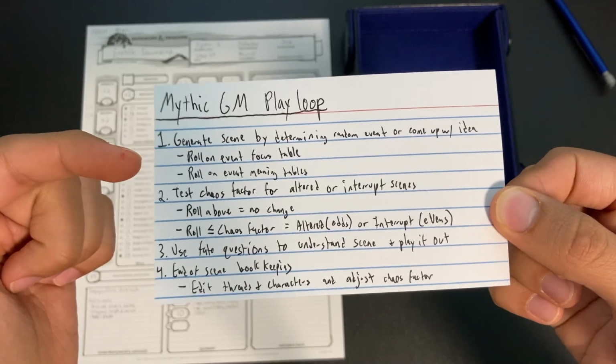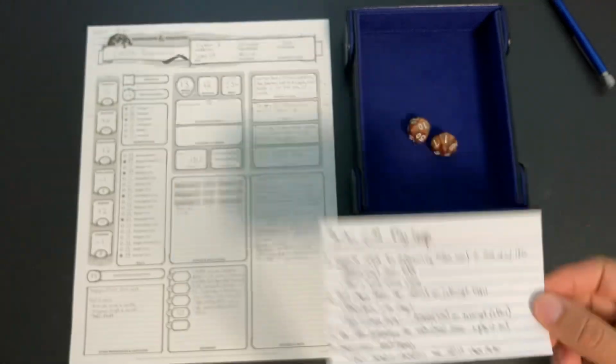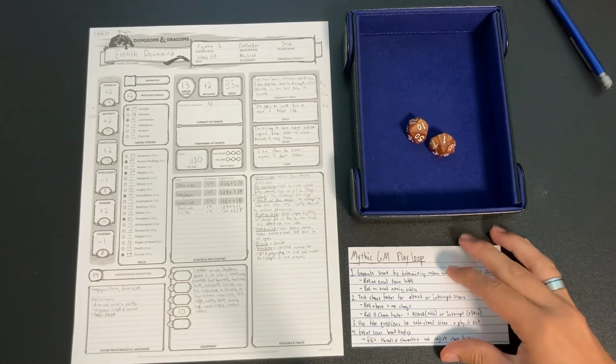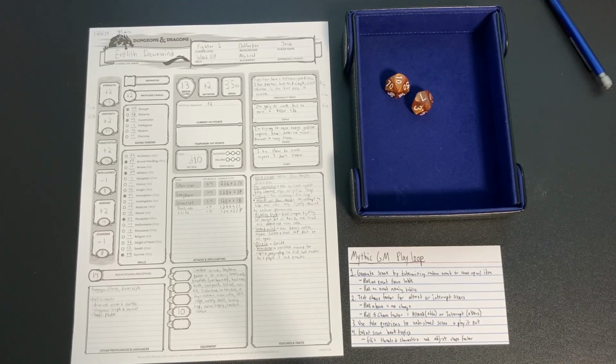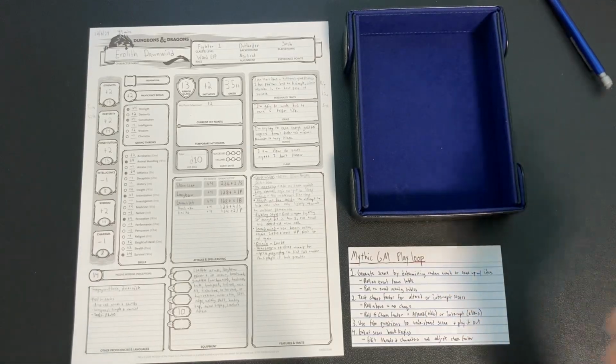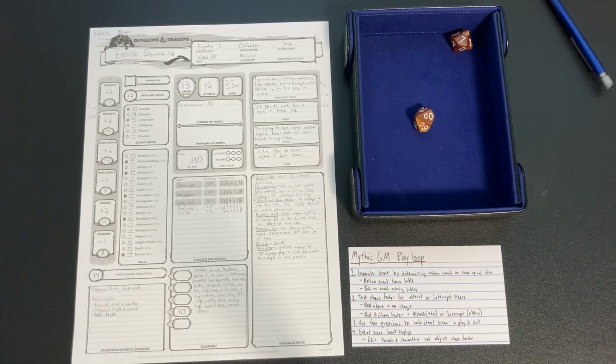First, step number one is generate a scene. You can either come up with an idea or you can determine random events. Because I'm not actually playing, this is just an example, let's determine a random event. To determine a random event, you roll on the event focus table, and then the random event meaning tables. So I'll roll on the event focus table. I got a 7, which is an ambiguous event.